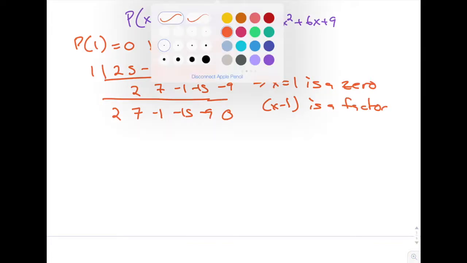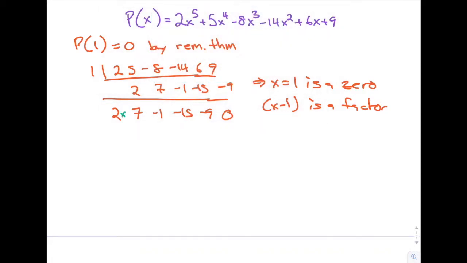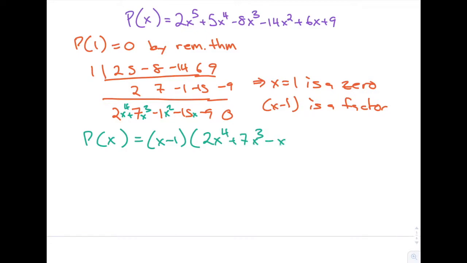And you all will remember that if we plug in our x's starting 1 power lower than we began with our original p, we get a new polynomial. So p of x equals x minus 1 times 2x to the fourth plus 7x cubed minus x squared minus 15x minus 9. Whew. Okay, so we factored something out of our polynomial.